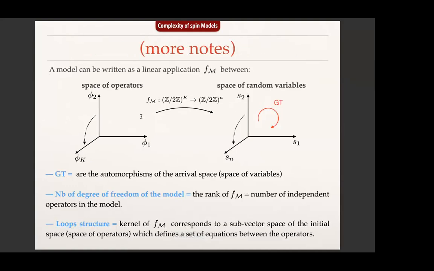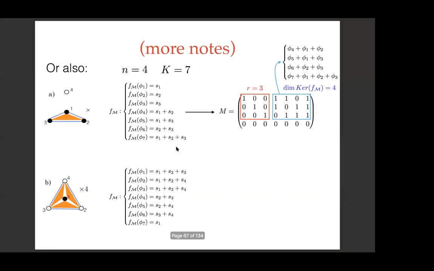You can write down a model as being a linear application between the space of operators and the space of variables. And so the gauge transformations are the automorphisms of your arrival space. And so the degrees of freedom of your model will be the rank of that linear application, and the loop structure will be the kernel. And this is what I used basically for doing the data analysis.